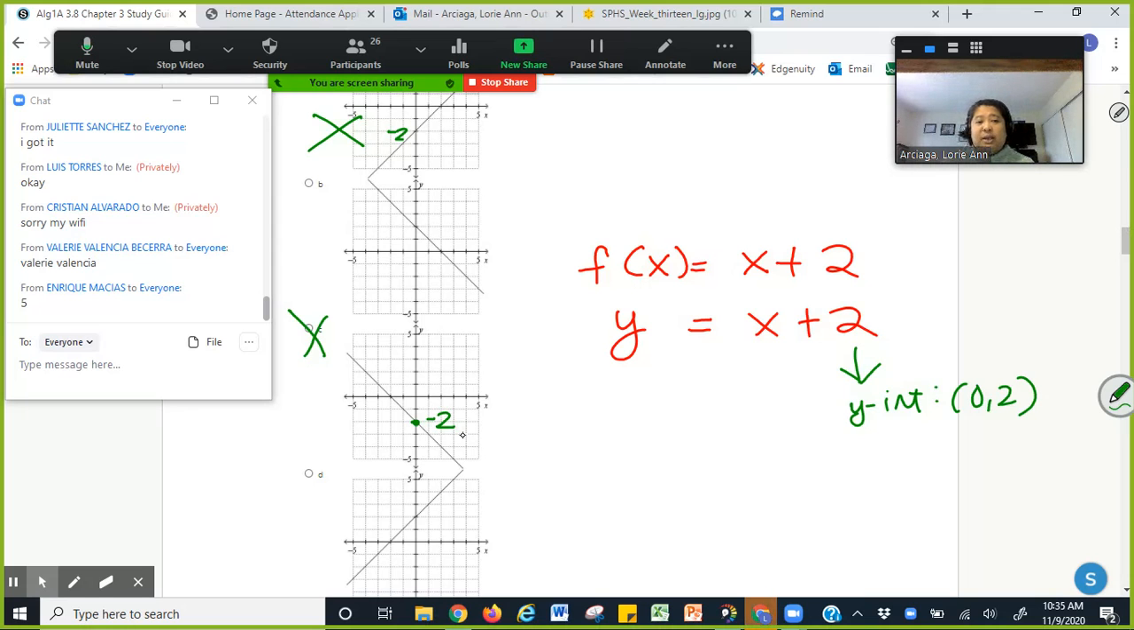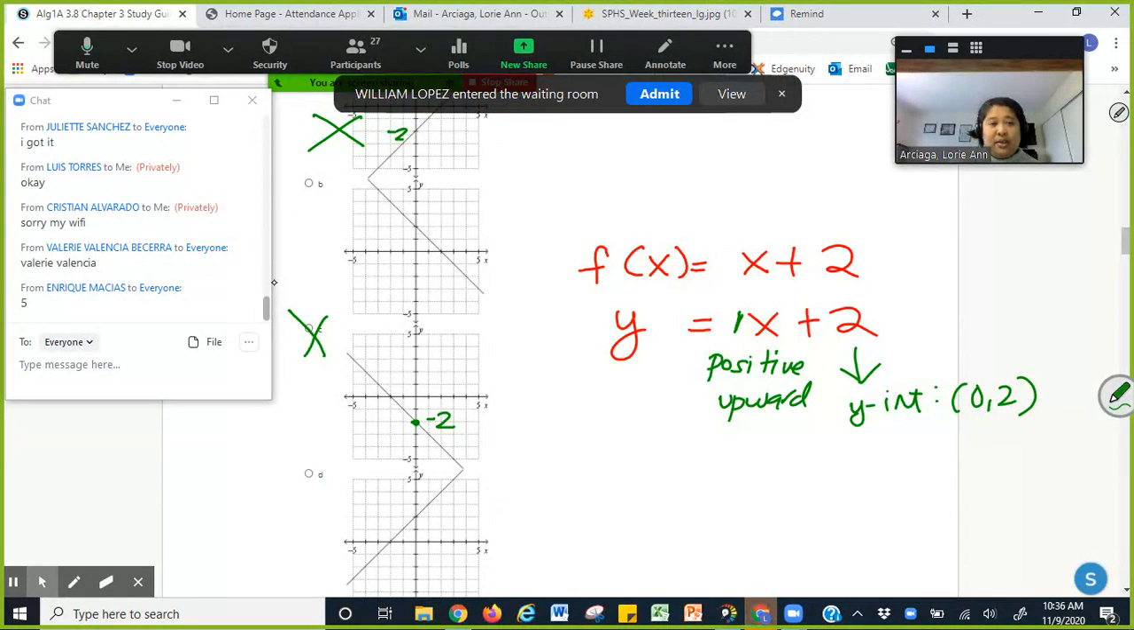So between B and D, what should be the correct answer? Make a guess. Well, not just guess, but the slope here is what? The slope here is 1, right? So it's positive. And what did I say last time? If a line has positive slope, it must be going upward from left to right. So then that means you can pick letter B, right?